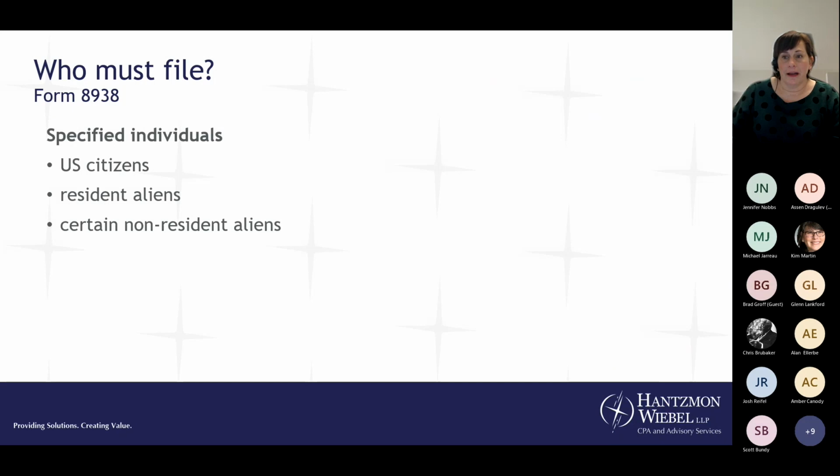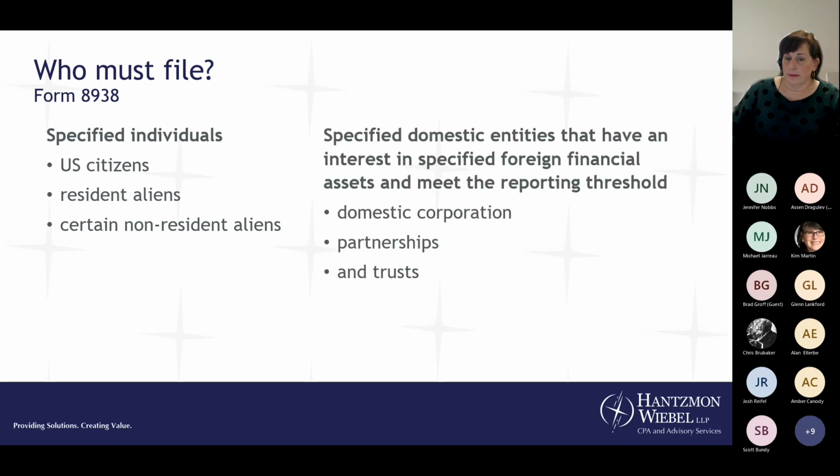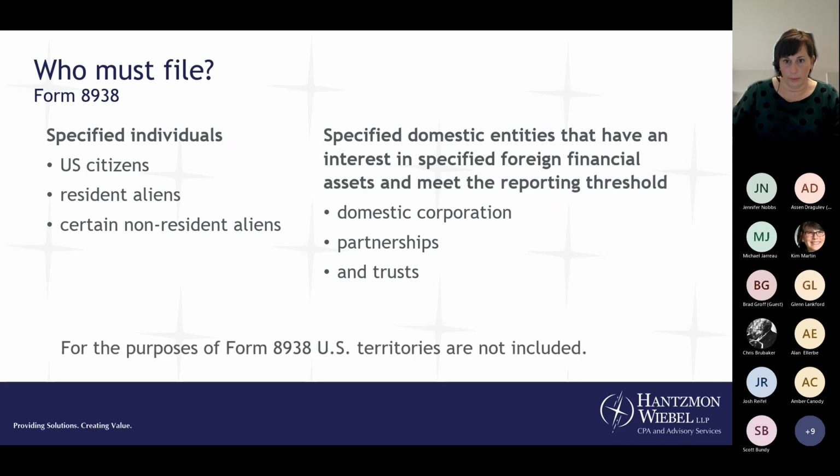Who is required to file the 8938? U.S. citizens, resident aliens, certain non-resident aliens, domestic corporations, partnerships, and trusts. Some of those same people are also required to file the 114. U.S. citizens, resident aliens, trusts, estates, and domestic entities that have an interest in foreign financial accounts, resident aliens of U.S. territories, and U.S. territory entities are subject to the FBAR reporting requirements.